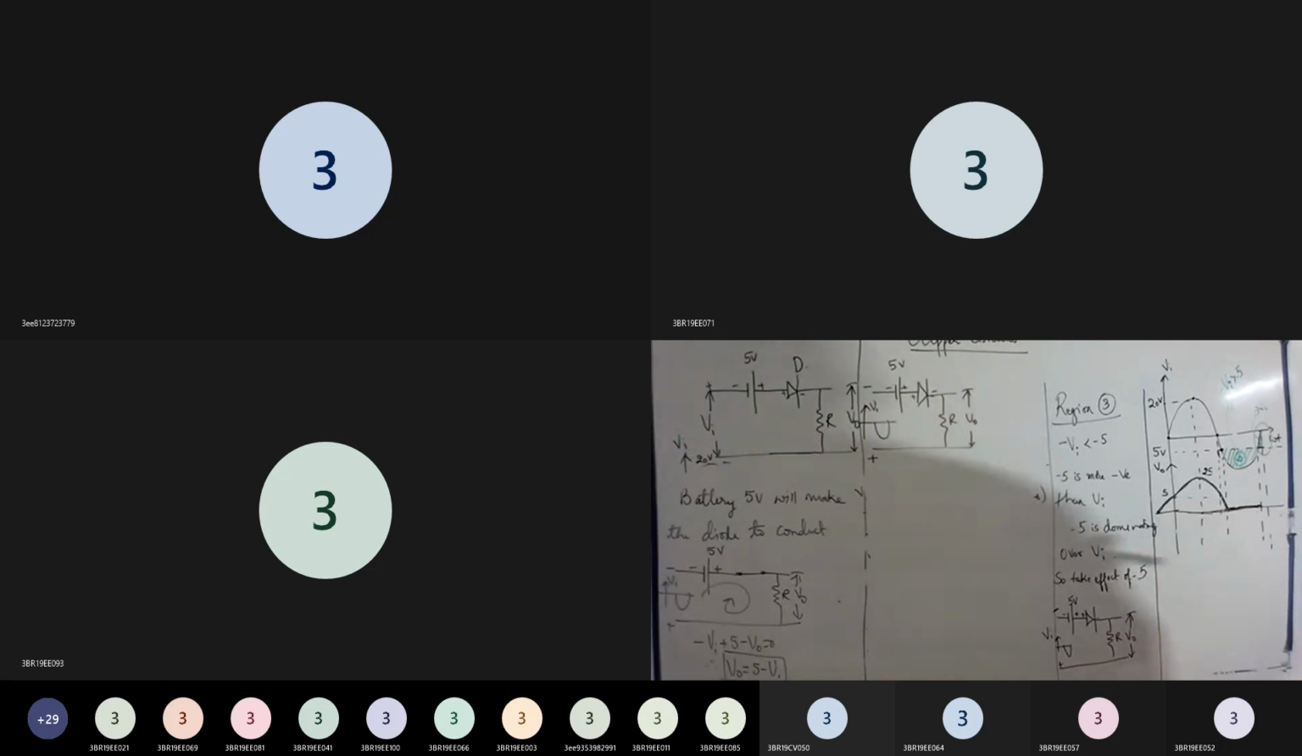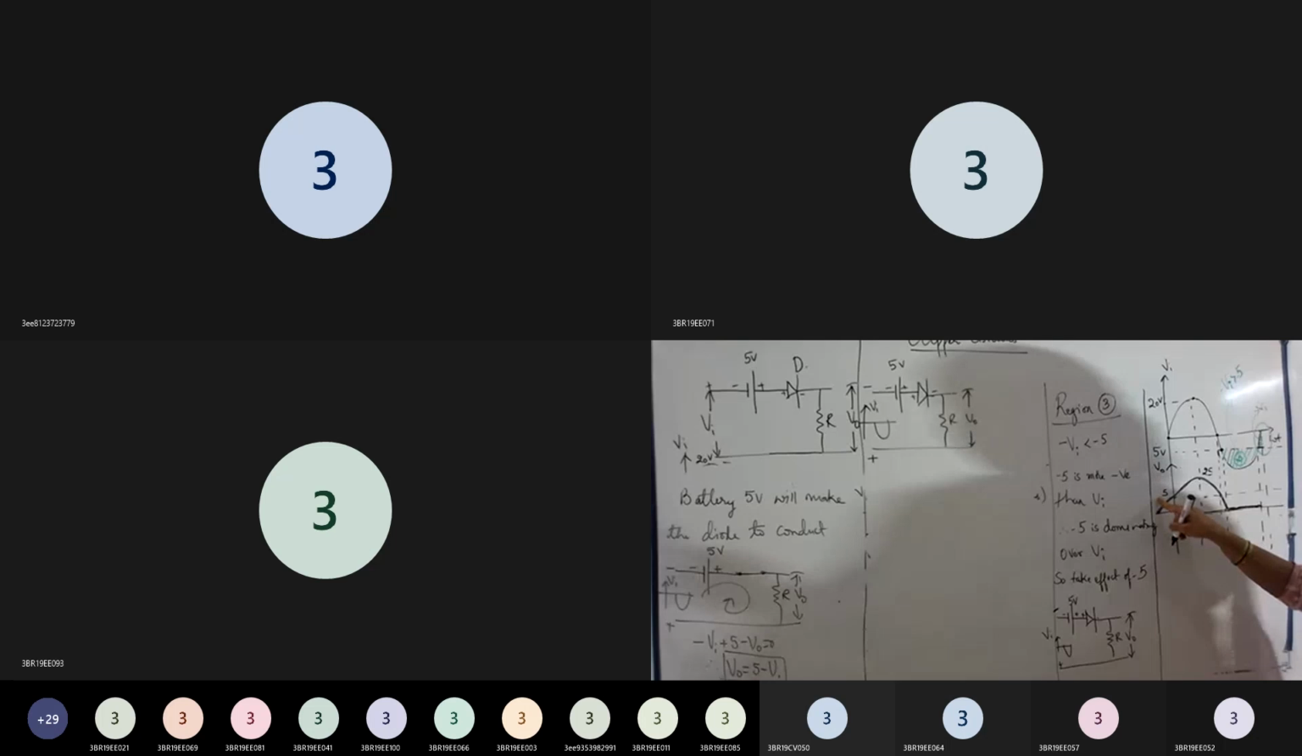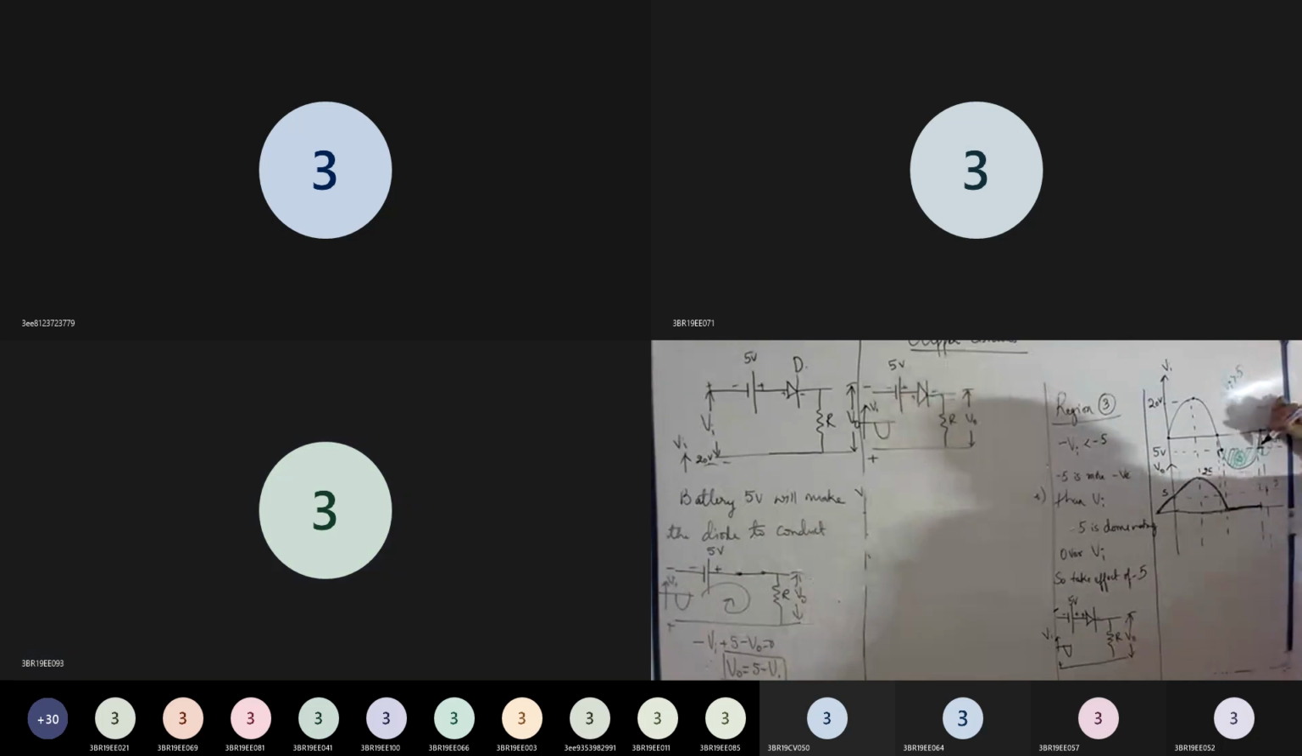I have 2 points to be considered. Anyway, we have identified this as the 5 volt line, so this one is also 5 volt, right? Till here I have to draw it so that I complete one full cycle of the input. So I have to take 2 points: one is this point, one is this point. This point is when VI is less than minus 5.